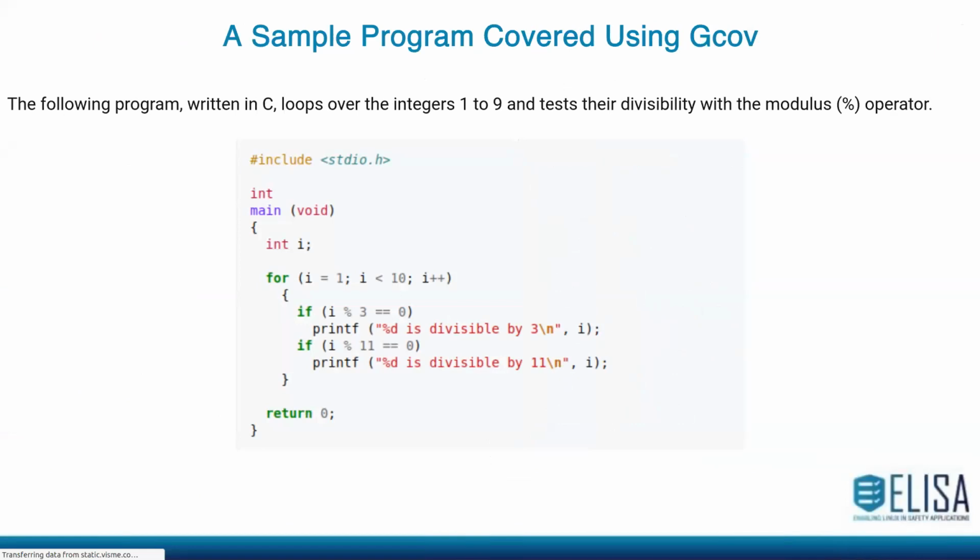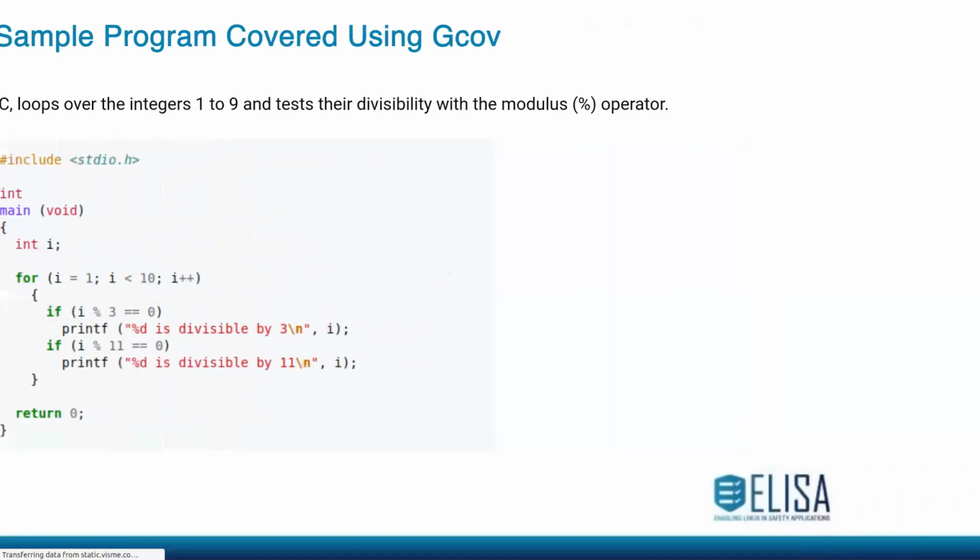Just to make things more clear, here's a sample program that we use, and we'll run gcov on this. Then we'll walk through everything from how the compiler deals with it to the assembly. So this is a simple program. All it does is you have a for loop that goes from 1 to 10, and for a given number i, if the number is divisible by 3, you get divisible by 3, and if it's divisible by 11, you get divisible by 11. So you might have noticed that the second statement is never executed.